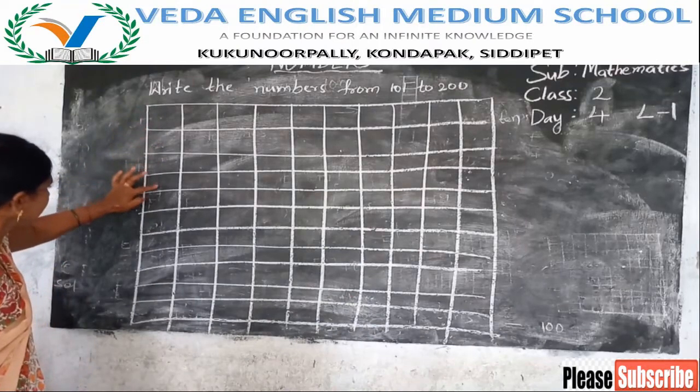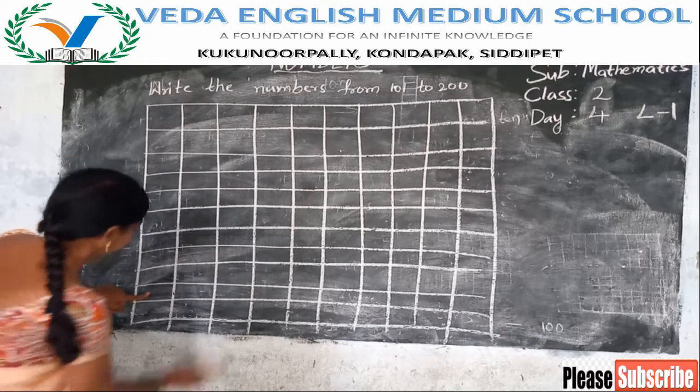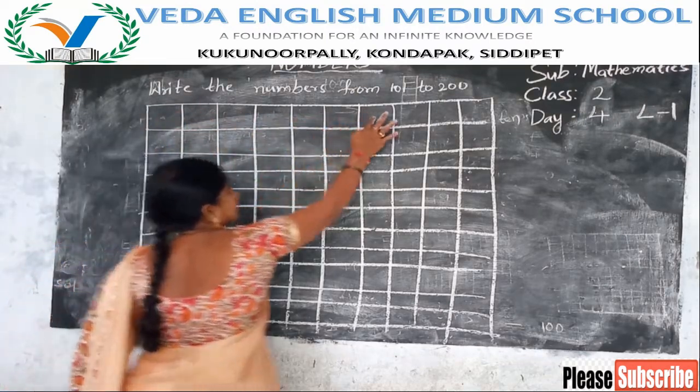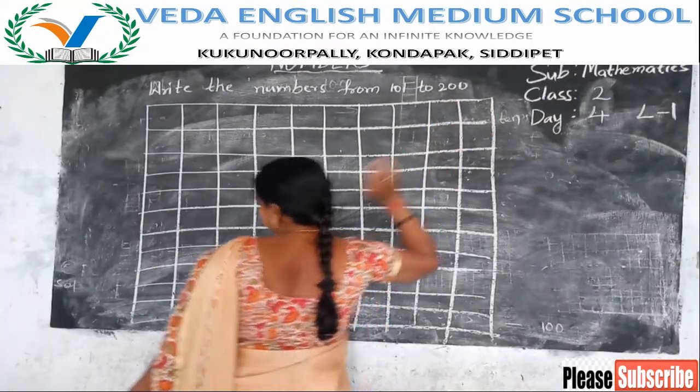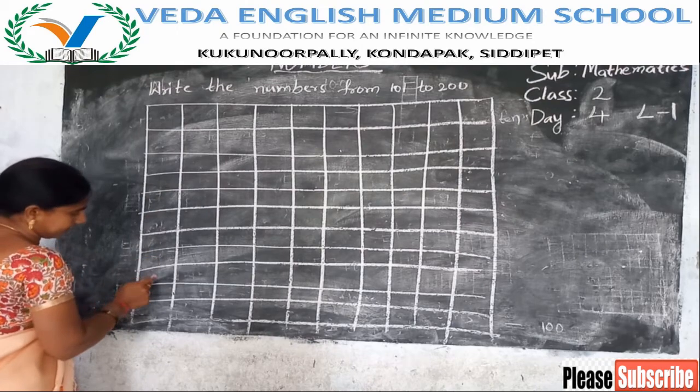1, 2, 3, 4, 5, 6, 7, 8, 9, 10. Together. 1, 2, 3, 4, 5, 6, 7, 8, 9, 10.